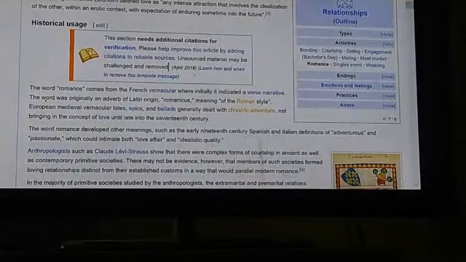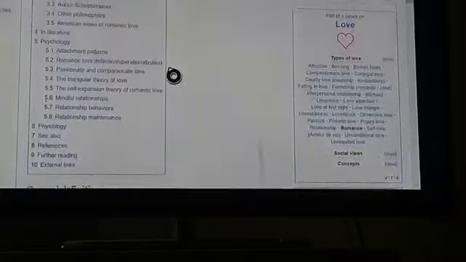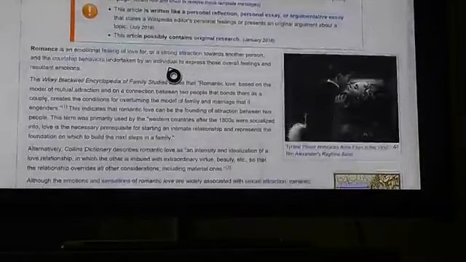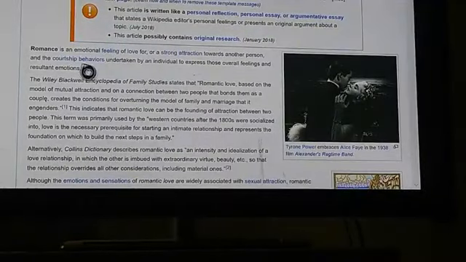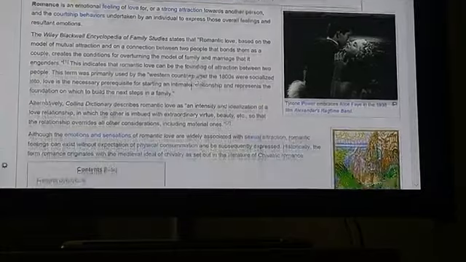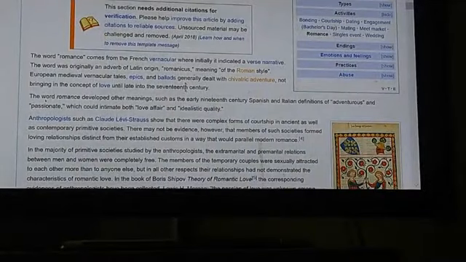Romanticism is not love. It's not love. Now, let's go back to homosexuality. Romance is an emotional feeling of love. No, not love. Strong attraction, yeah. Look at the definition of the Roman style.